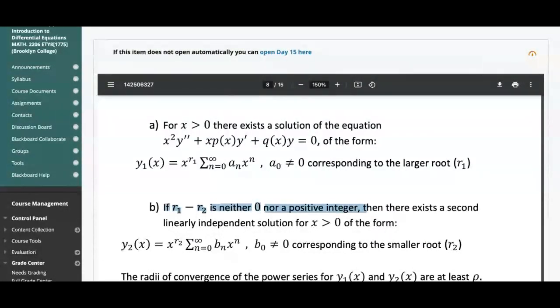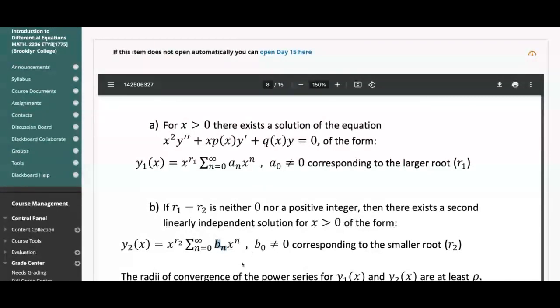Yes, Su Xian. It says two roots, and then the possible Frobenius solutions y1 and y2. You have the power series inside, an and bn. So how can I get that an and bn? Remember we calculate, it depends on our calculation. It depends on each question.